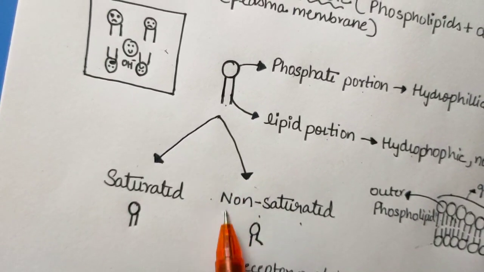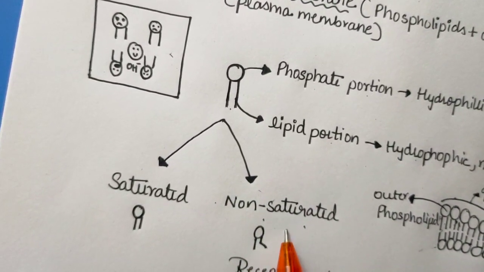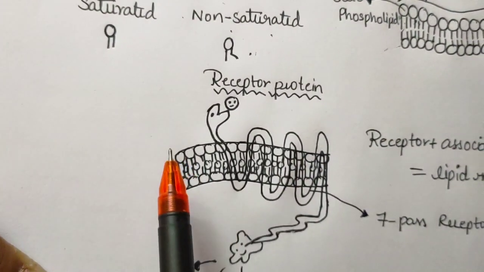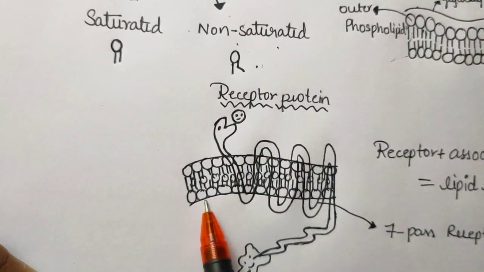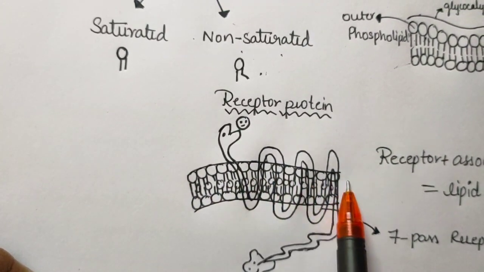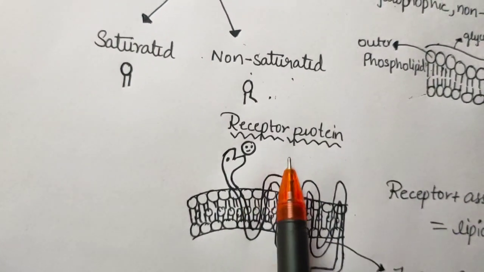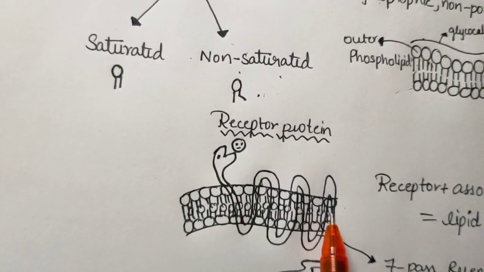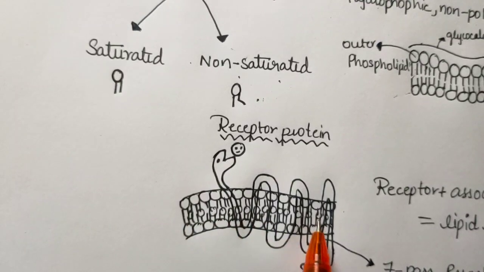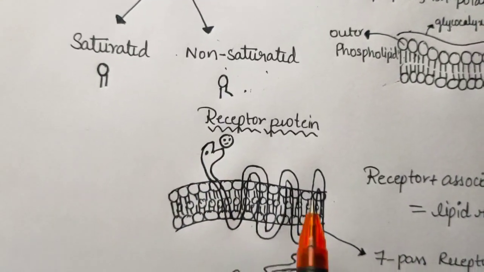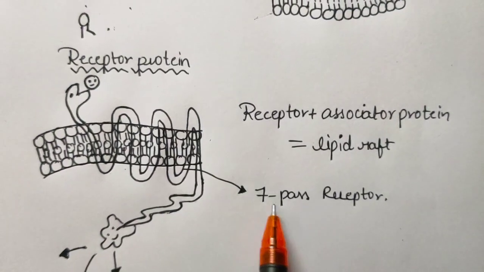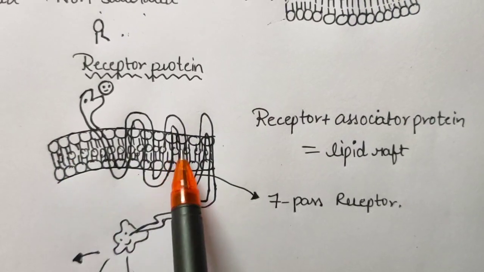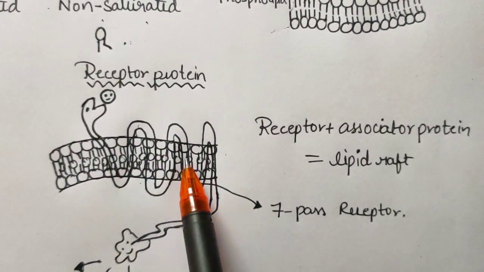Now, as I said, the phospholipid is of two types: saturated and unsaturated. If unsaturated lipids are more, the fluidity will increase. Sometimes saturated lipids will form a tightly packed structure with cholesterol between them like this. In a situation like this, where a tightly packed lipid layer is present, the receptor protein will help us. This receptor protein is also known as a 7-pass receptor, because it passes through the lipid membrane 7 times: 1, 2, 3, 4, 5, 6, 7.